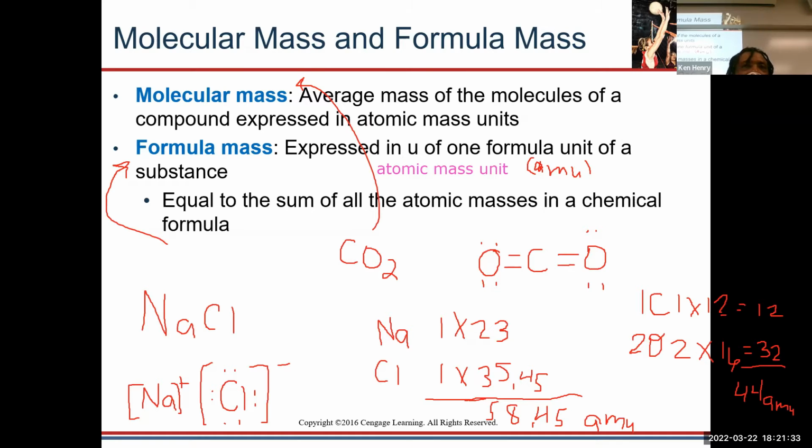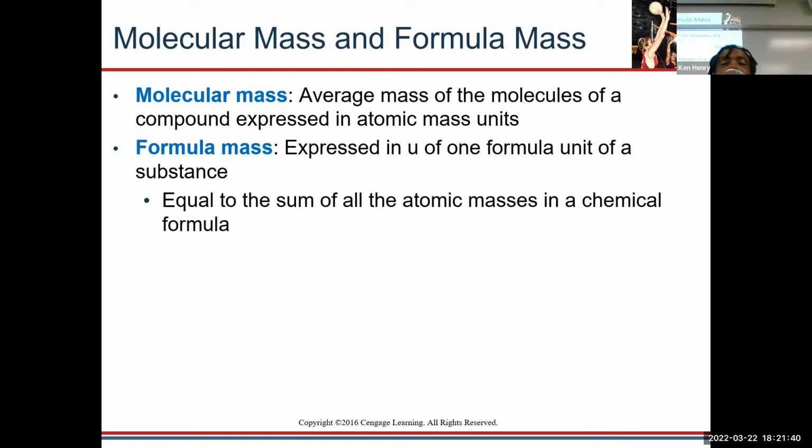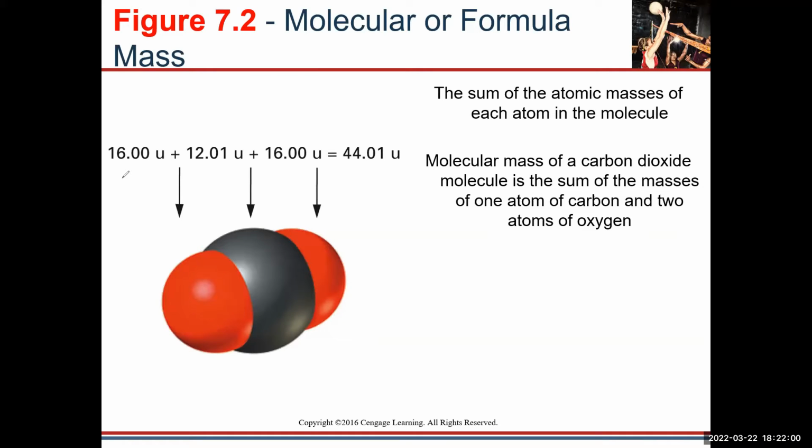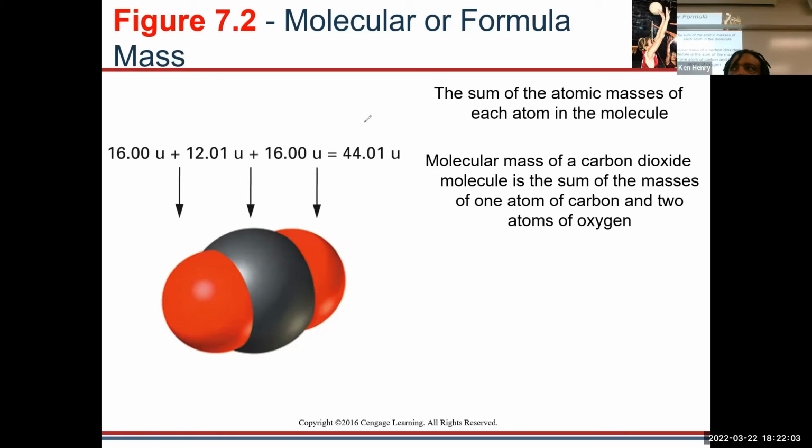So this is just basically showing you that. Here, this is carbon. Here, this is oxygen. The fact that they're sharing, we're going to be determining its molecular mass. We know that carbon is 12.01. Oxygen is 16.0. There's 2 oxygens, so it adds up to 44 units.